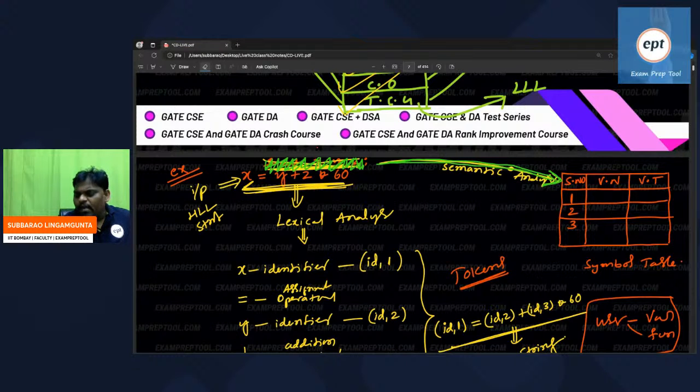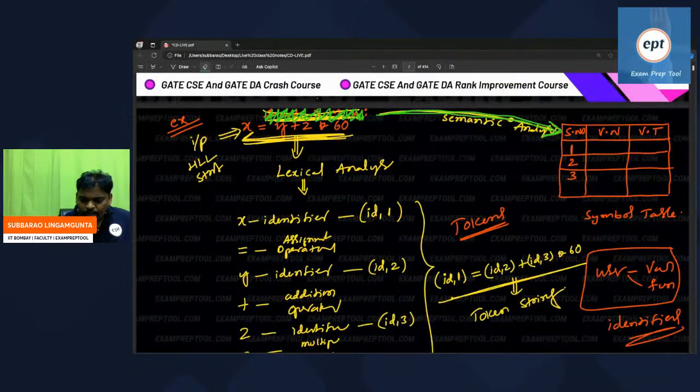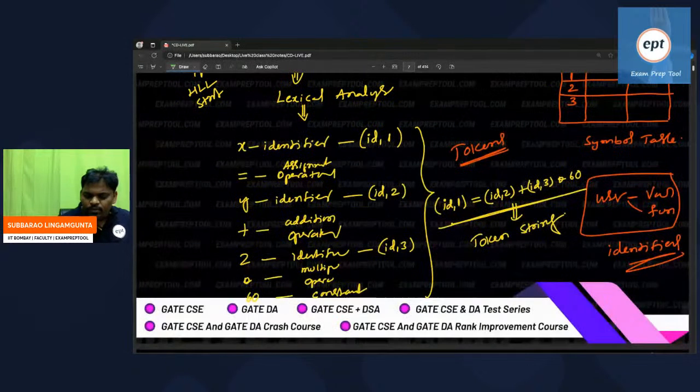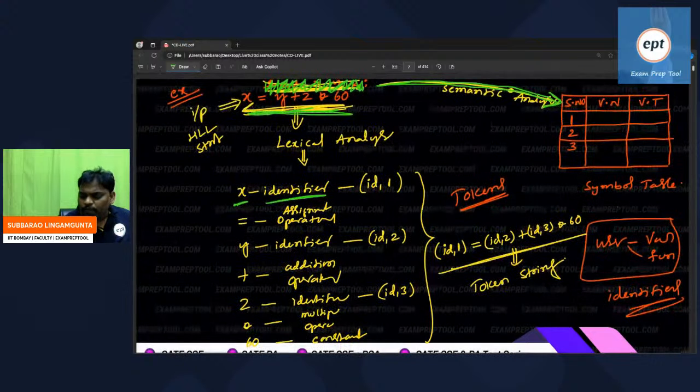Because of the lack of declaration, the semantic analyzer doesn't store anything. Directly this line comes. Now see the first line. X comes. The lexical analyzer asks, hello X, can you introduce yourself? X says that I am an identifier. The lexical analyzer says, if you are an identifier, you should be there in the symbol table.